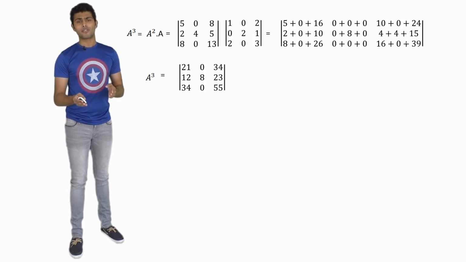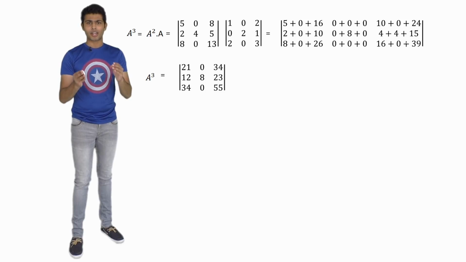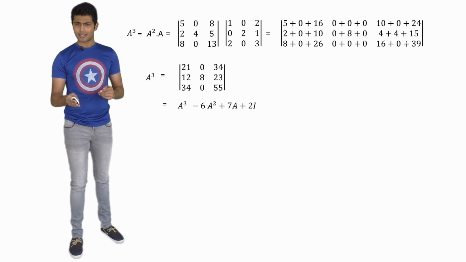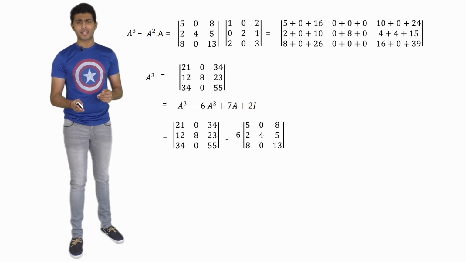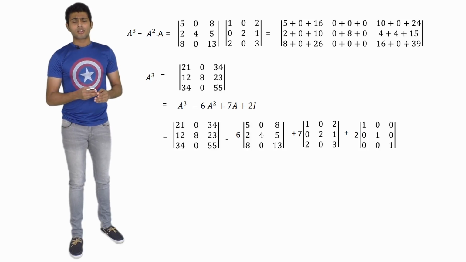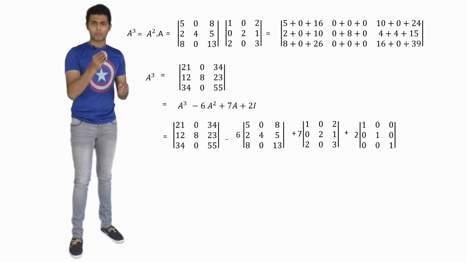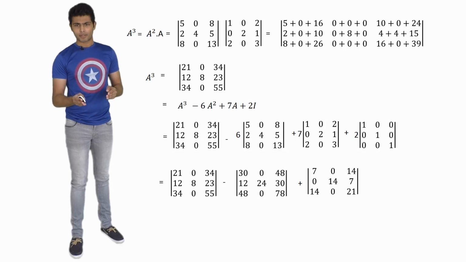Everything we need to solve the question has already been taken. So we're just going to take all these, A cube and A square and A, and substitute them into our equation. The equation is A cube minus 6A square plus 7A plus 2I. I over here is an identity matrix. So let's substitute all the values, and you're going to get an equation that looks like this. Let's multiply all the elements: 6 into A square, 7 into A and 2 into I. After multiplying all of these, we get an equation like this.